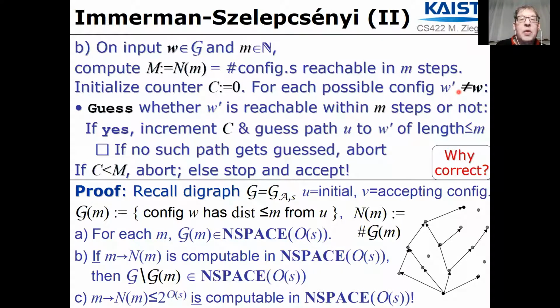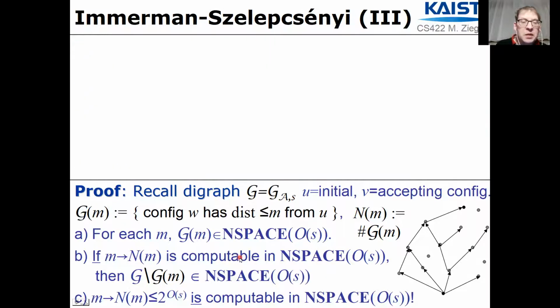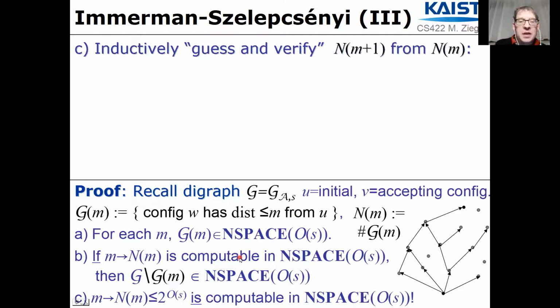And the linear memory consumption is kind of immediate, since, as I keep emphasizing, the algorithm stores only a constant number of nodes, each one using linear memory, and a constant number of counters, in this case only one counter, again each one using linear memory. So that was item B, and then we would proceed to item C, showing that indeed this function is computable in non-deterministic linear space.